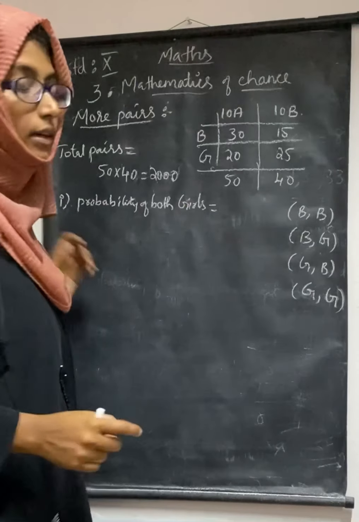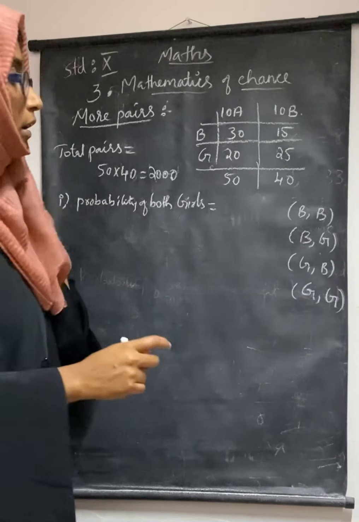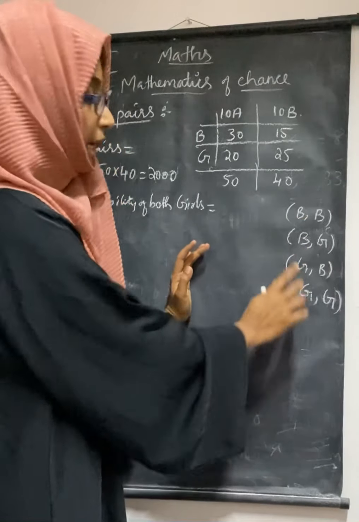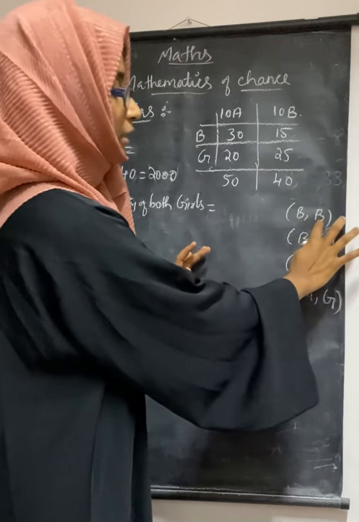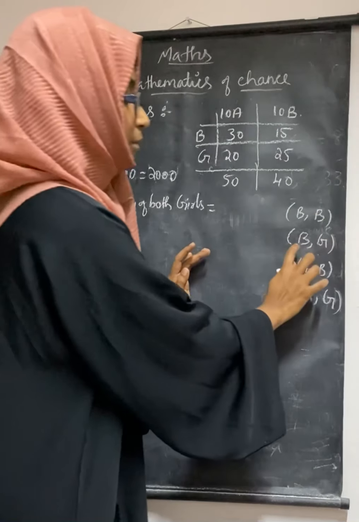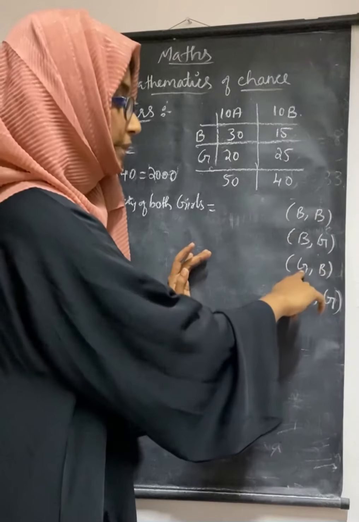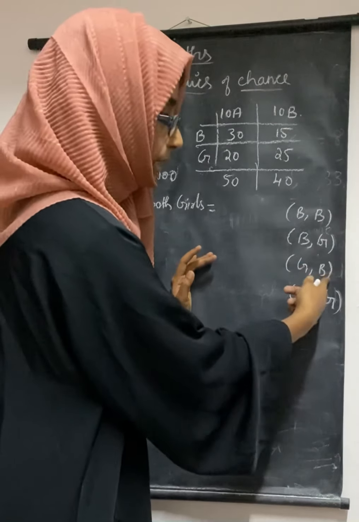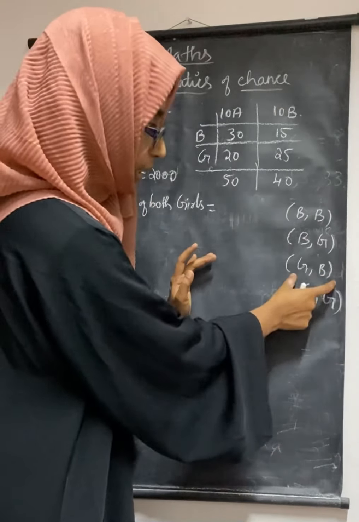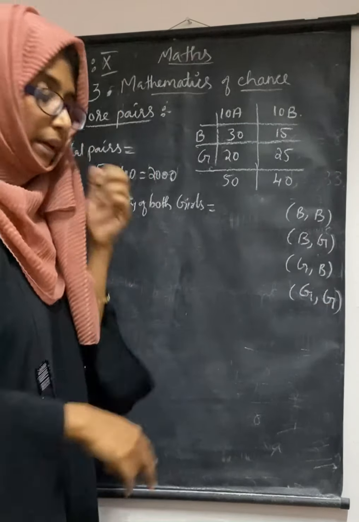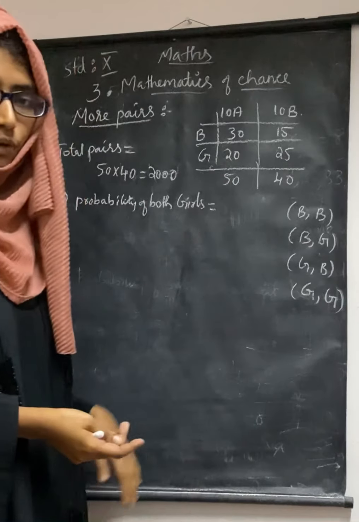Probability of both the girls. First, you know that these are all the possible pairs you can make. From 10th A boy, from 10th B boy: boy, boy. From 10th A boy, from 10th B girl: boy, girl. And also from 10th A girl, 10th B boy: girl, boy. And 10th A girl, 10th B girl: girl, girl pair also you can make. So these are the possible pairs you have.